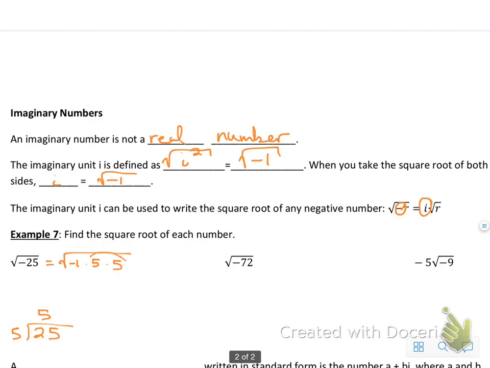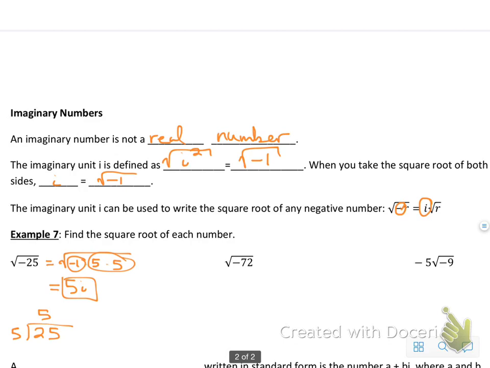Now, we can circle pairs, but you can always circle a -1. Because that -1 is going to come out. And when it comes out, it becomes an i. So we have an i. And then we have a 5. Right? We can take one of the 5s out because it was a pair. So our final answer is 5i.